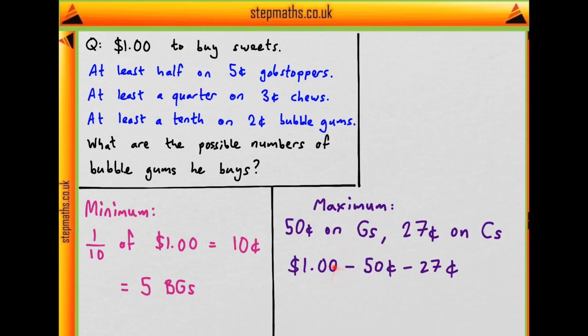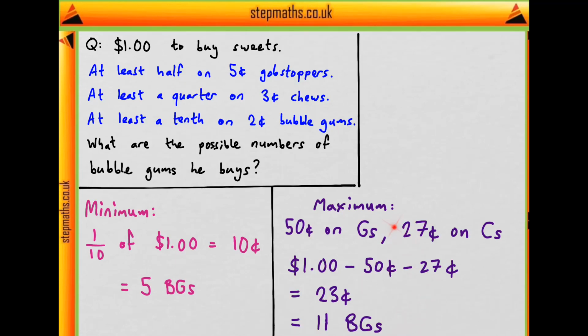So $1 minus 50 cents minus 27 cents is 50 cents minus 27 cents, which is 23 cents. And so finally, how many bubblegums will 23 cents buy us? If they're each 2 cents, then we're going to have 1 cent spare, and we can only spend 22 of these cents on bubblegums. How many will that buy? If they're each 2 cents, then that's 11 bubblegums.